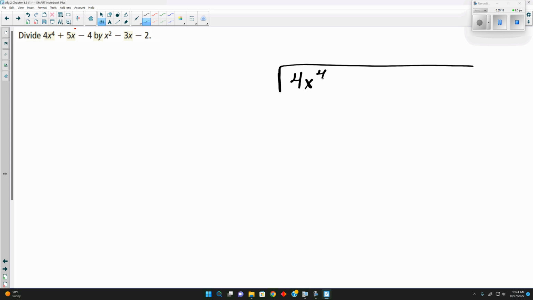Do we have an x cubed term? No, so we'll put plus 0x cubed. What's our x squared term? We don't have one, so we'll say plus 0x squared. Well, luckily we do have an x, so plus 5x. And that's probably the only time that you'll say that. Luckily you do have an x. Minus 4. And the other one goes out front, and we do have x squared minus 3x minus 2. Questions on setup?